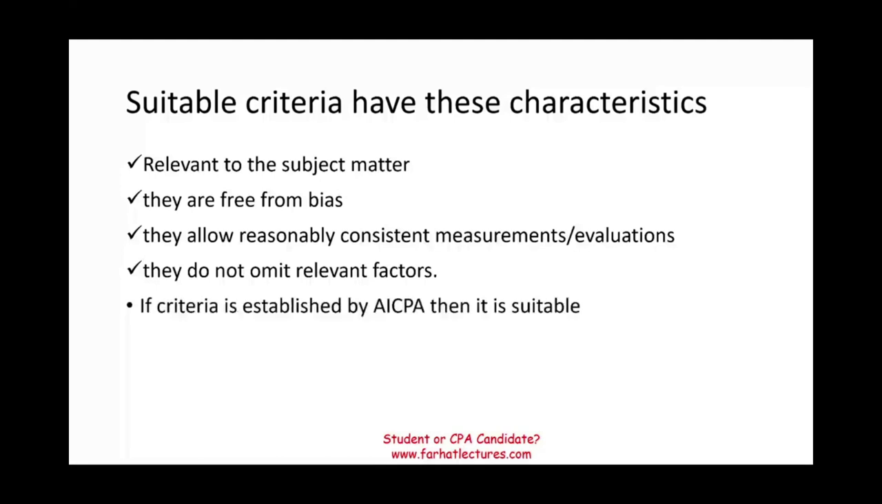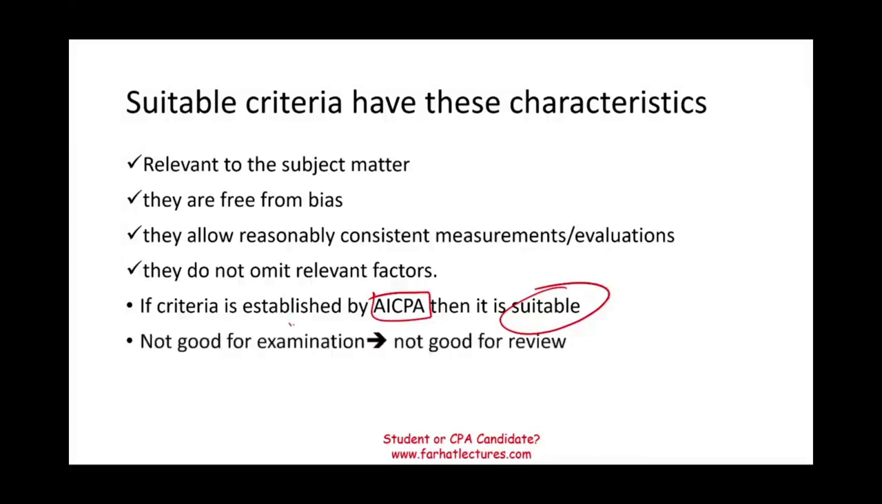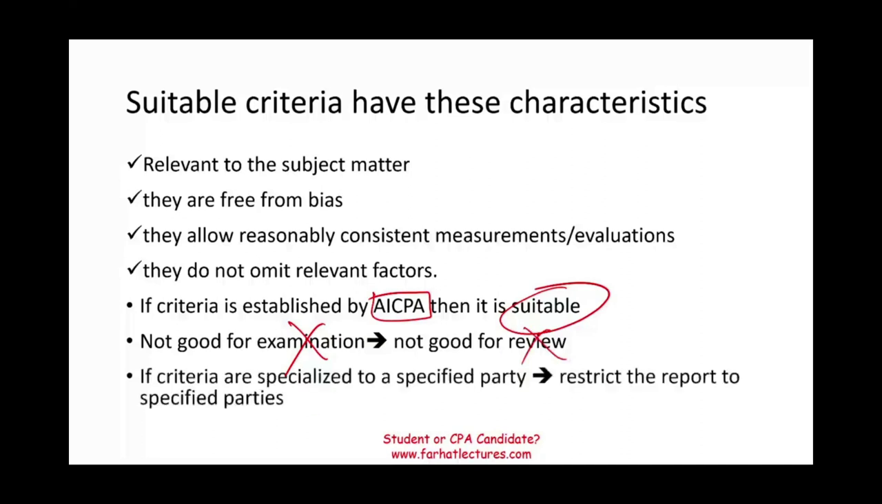Now, if the criteria is established by the AICPA, because the AICPA will have many criteria for attestation engagement, we could always assume it's suitable because they set the rules. If a criteria is not suitable for an examination, not suitable for a review, if the criteria is so specialized to a specified party, then you would restrict the report because you don't want to issue a report about some specialized knowledge to the general public.